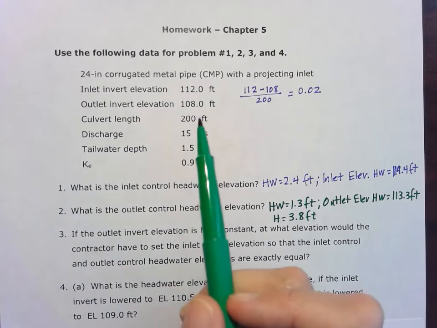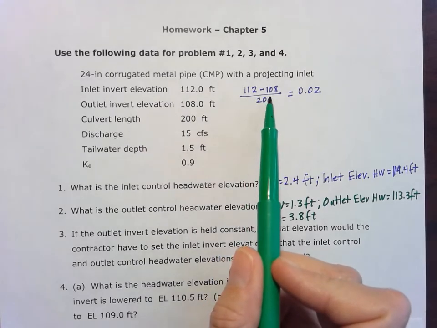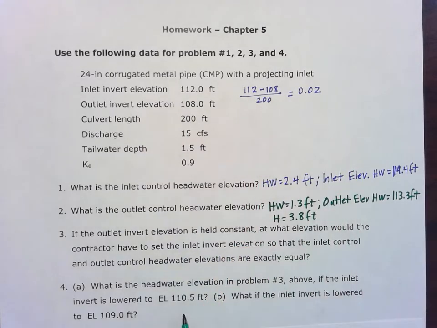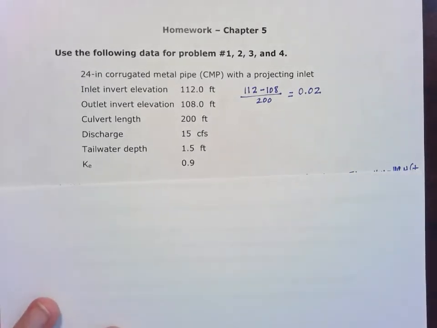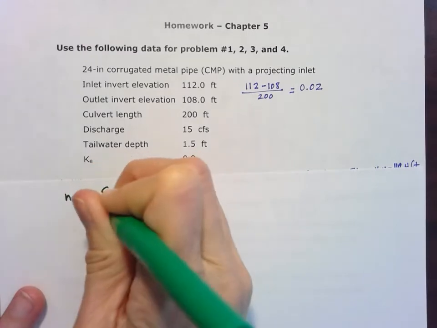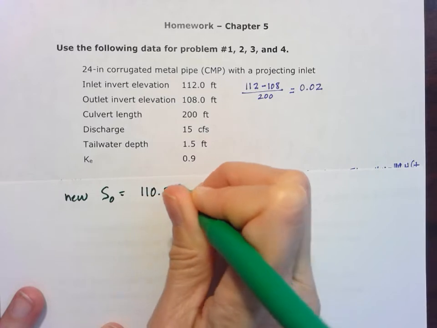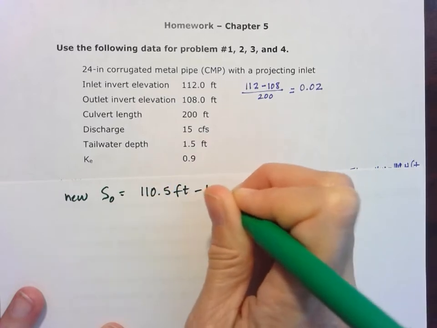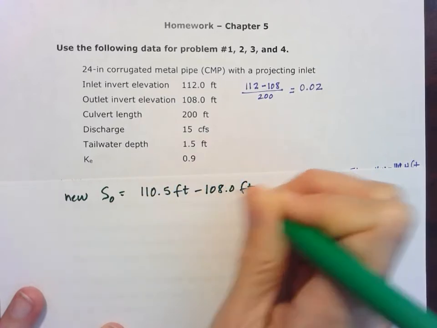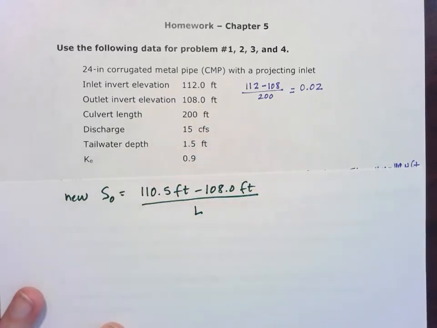So right now it's 112. And we were able to find that slope by taking the 112 and subtracting the 108. Well, now that 112 is going to reduce to 110.5 or 109.0. So one way of thinking about this is to think about finding a new slope. So instead of using that 112, we'll start off with the 110.5 feet and we'll subtract the 108 feet. And then we would take that over that whole length, right? That culvert length of 200 feet.